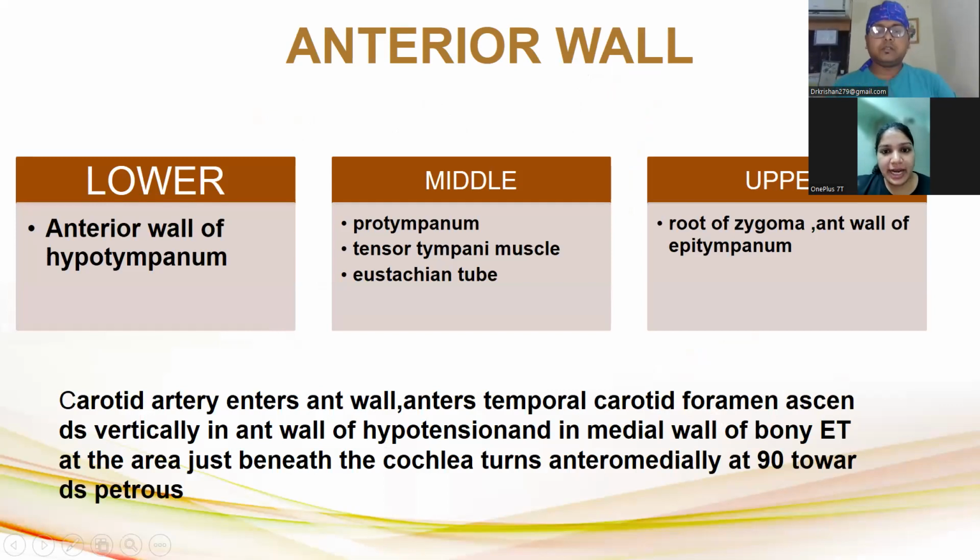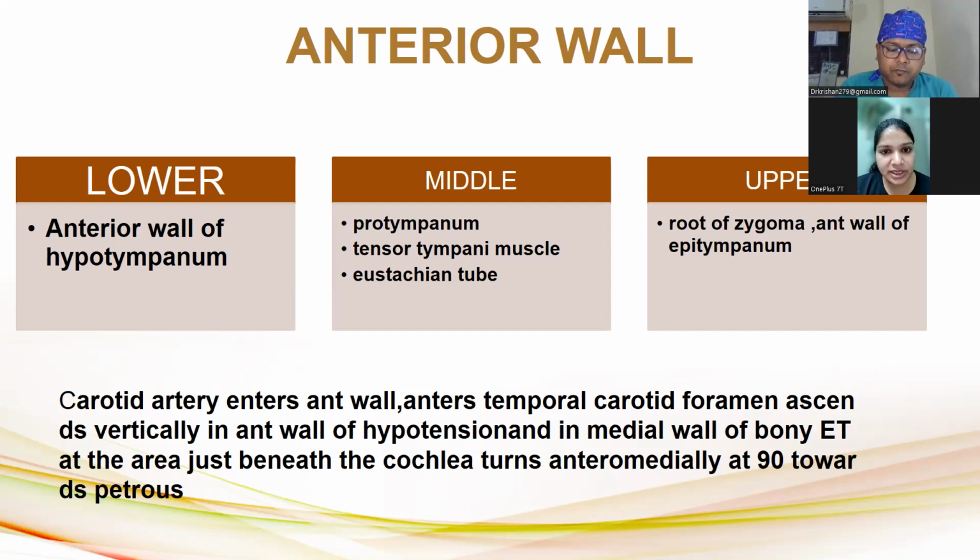Now moving towards the anterior wall. The anterior wall has three parts: lower, middle, and upper. The lower part is also called the anterior wall of the hypotympanum, because in the lower part there is the hypotympanum area. In the middle part, there is the protympanum, tensor tympani muscle, and eustachian tube. We have seen in our UG book that there are two openings which we used to learn every time, the tensor tympani muscle opening and the eustachian tube opening. The area covered by these two openings is called the protympanum. And in the upper part, there is the root of zygoma and anterior wall of epitympanum.